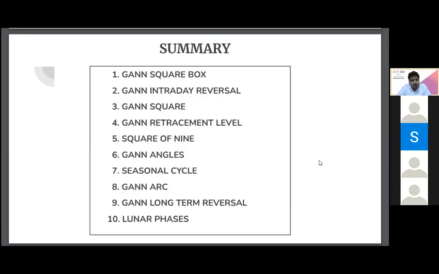So, summarizing all of this, we have learned all of these formulas as well as tools for Gann, and this is what I had to share today. Thank you. Thanks, Aditi.